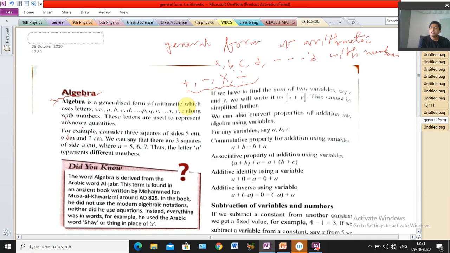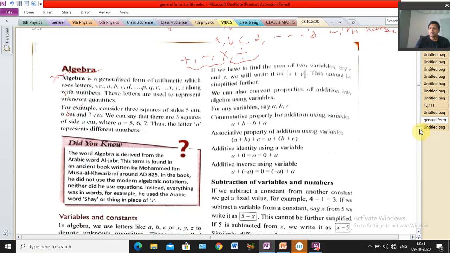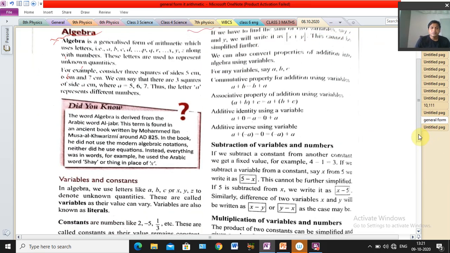So algebra is a general form of arithmetic where we are using variables. Variables means letters, basically a, b, c, d, e up to z, with numbers, and operations also will be there. Operations means addition, subtraction, multiplication and division. Concept clear? I think clear. If you have a doubt, you inform me, otherwise you can write the message in the comment box also. No problem.